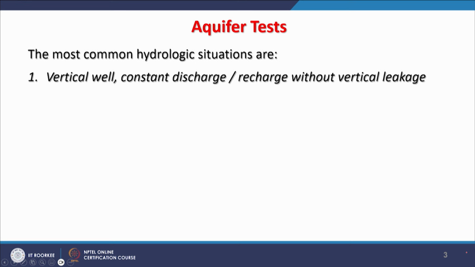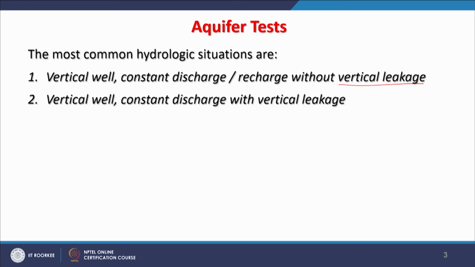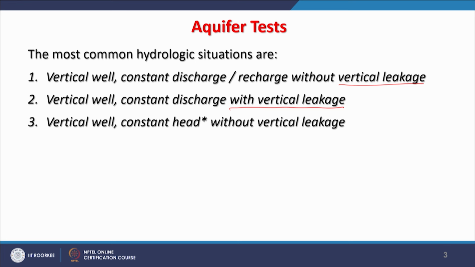There may be leaky aquifer conditions or some other geologic conditions which will have vertical leakage. So, what we are looking at is a well with constant discharge without any vertical leakage. Further, another situation is a vertical well with constant discharge with vertical leakage. So, here in the second option we have vertical leakage, and the third one is the vertical well with constant head without vertical leakage.